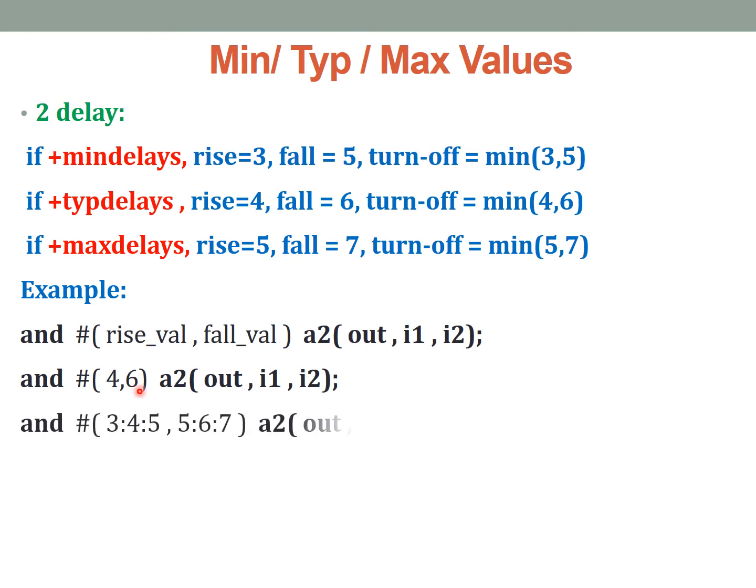So this is the rise value, this is the fall value. In this case, when we split up this rise value and fall value in terms of additional controls of minimum, typical and maximum delays, we have 3:4:5 for the rise delay. So 3 minimum, 4 typical, 5 maximum, comma. So this complete thing refers to the rise time. Similarly, we have 5:6:7 mentioned here for the fall. So typically fall delay can be 6, minimum it can be 5 and maximum it can be 7. The turn off delay is not mentioned here. The minimum of these values will be considered for the turn off delay, which will be typically these numbers.